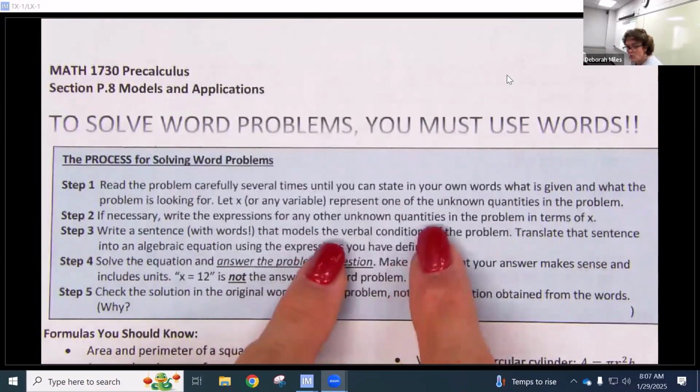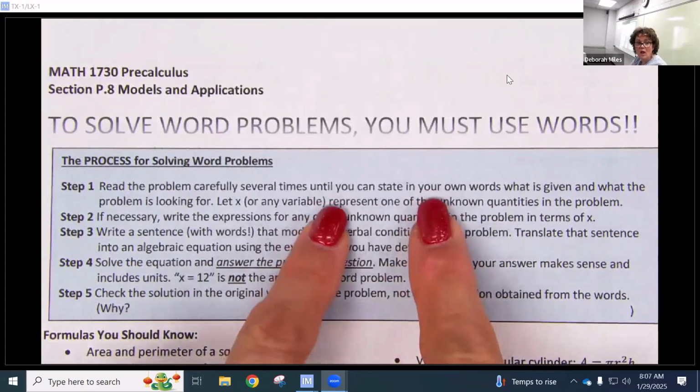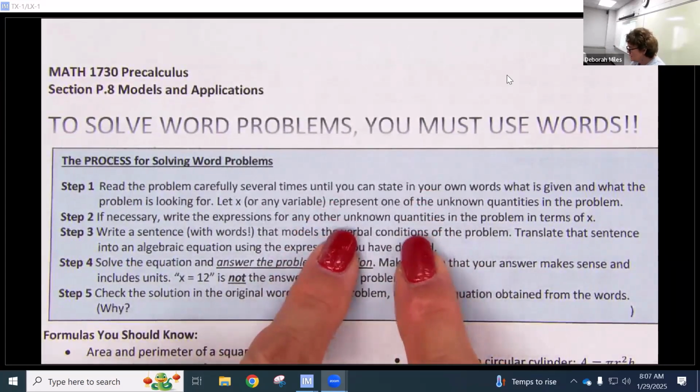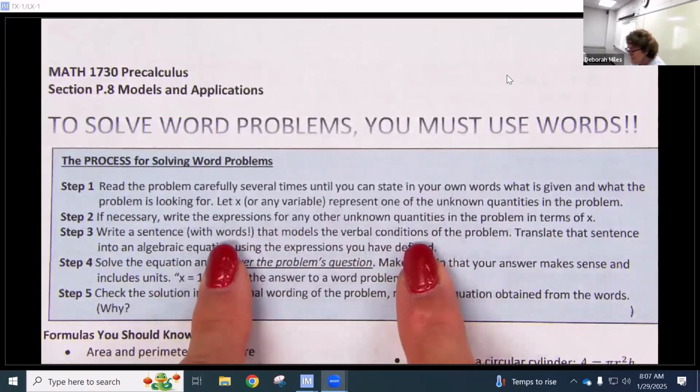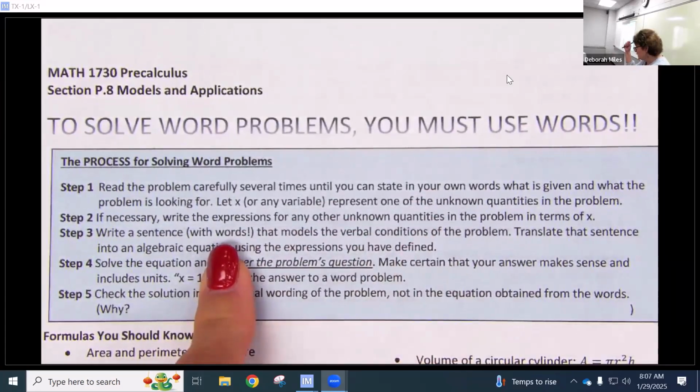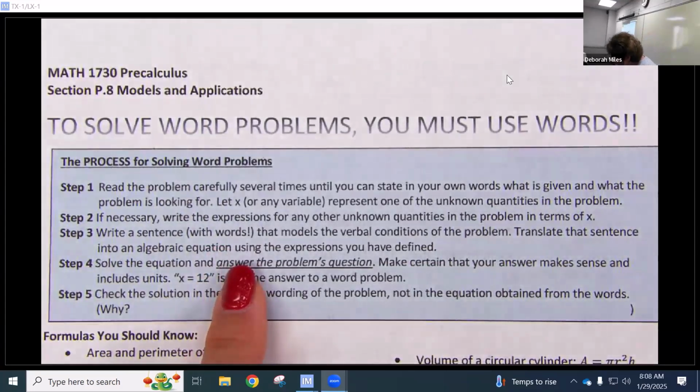Once you get all the known quantities and the unknown quantities labeled, write a sentence using those words, which I encourage you to write down until you've practiced this a lot. But once you practice it a lot, you don't have to write the words down anymore. You don't have to write the sentence down anymore. But gosh darn it, you have to think the sentence. If you want to be good at word problems, you have to be able to think in sentences.